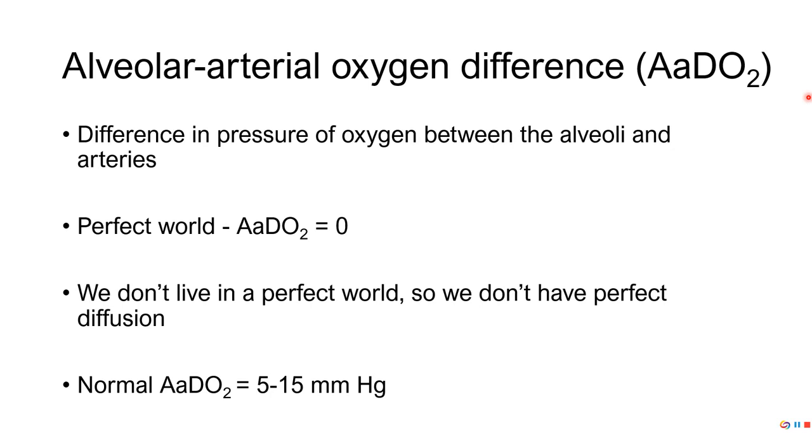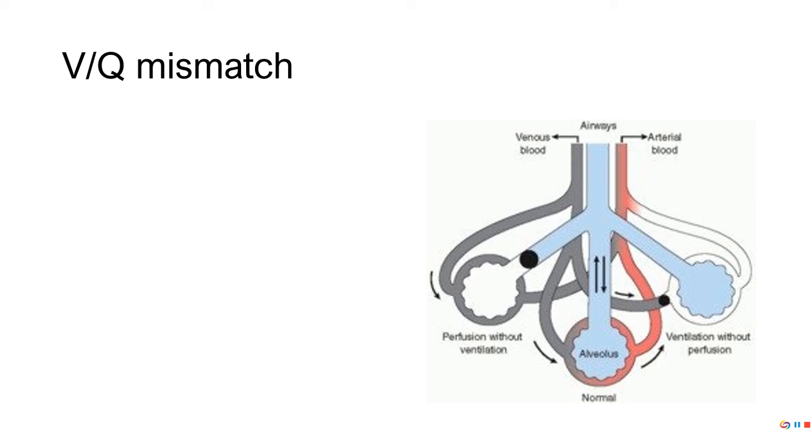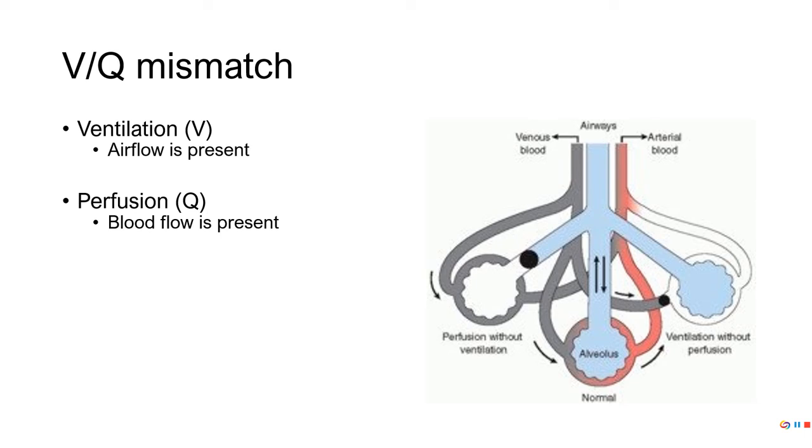So when it comes to the AaDO2, there are 4 things that contribute to it or cause it. We've got something called VQ mismatch, diffusion limitation, and then we've got intrapulmonary and extrapulmonary shunt. So VQ mismatch, if you recall from your physiology class, you've got ventilation and you've got perfusion. The V is for ventilation. So when we talk about VQ matching, we're talking about where we have airflow. Q is for perfusion, you know, the silent Q that no one knows exists. That is where we're talking about blood flow.